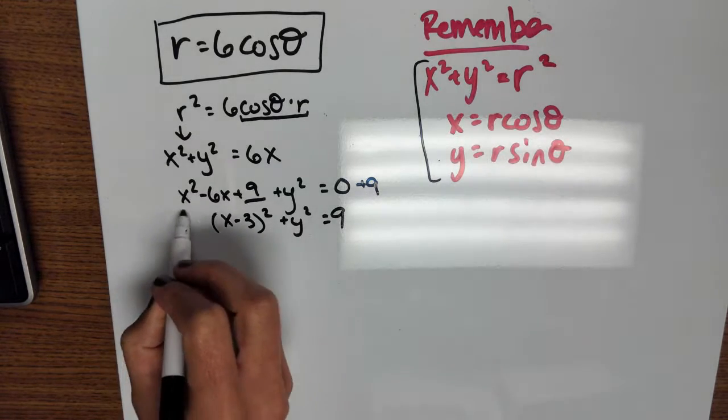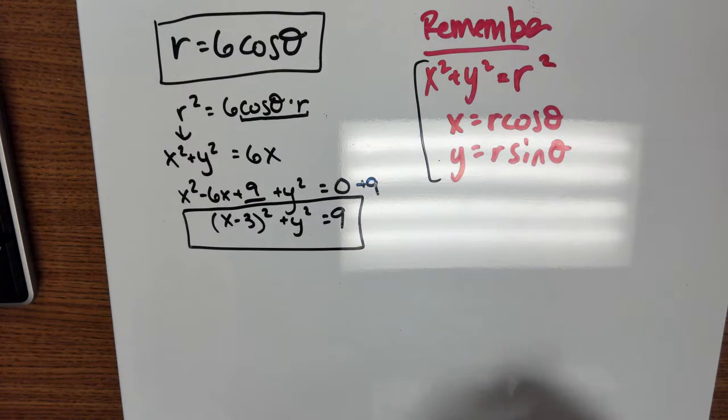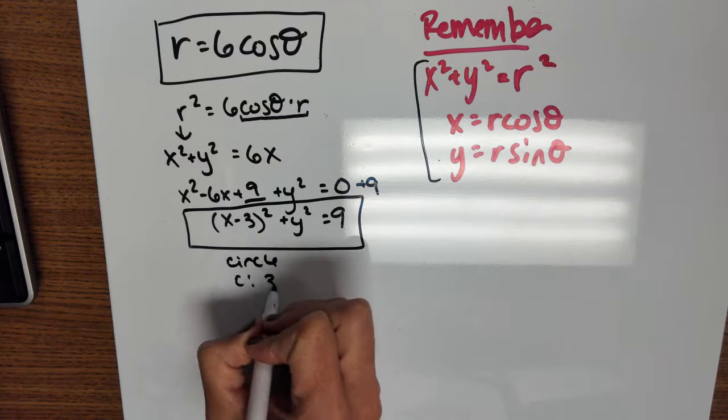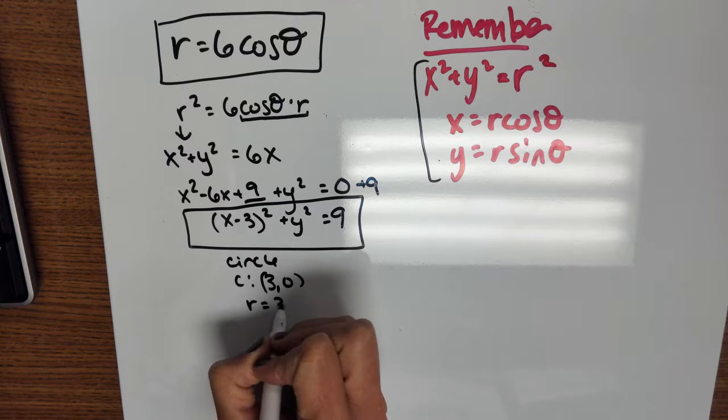This would be your standard form equation, and it's a whole lot easier to tell right here that it's going to be a circle with a center at (3, 0) and a radius of 3.